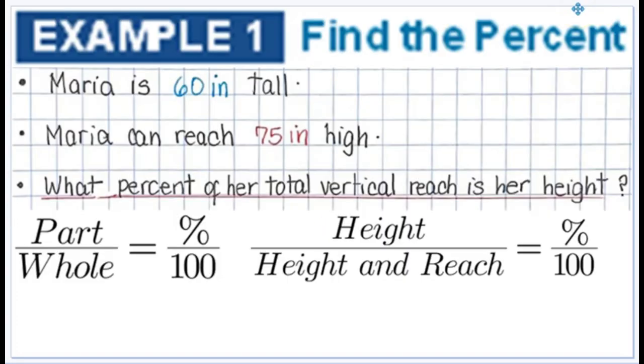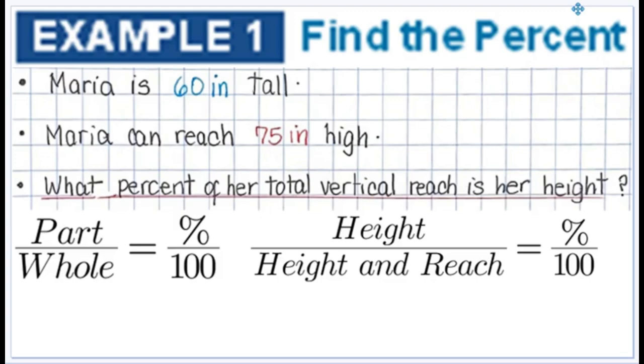So example 1, find the percent. So we're finding the percent here. So we're going to have the part, we're going to have the whole, and we always got the 100. So we always got the 100. So now we're going to have the part and whole. So let's get into the problem.